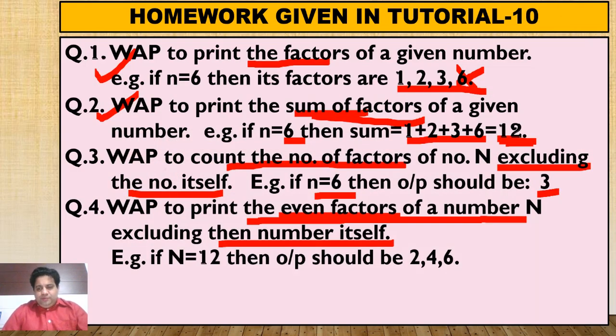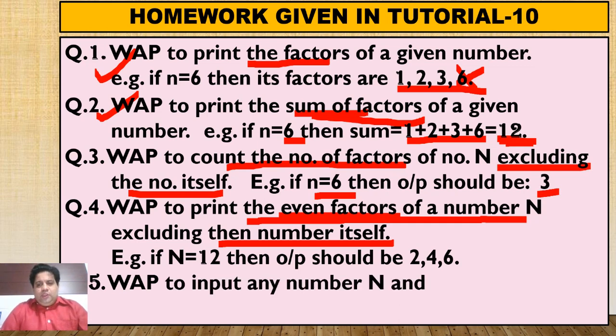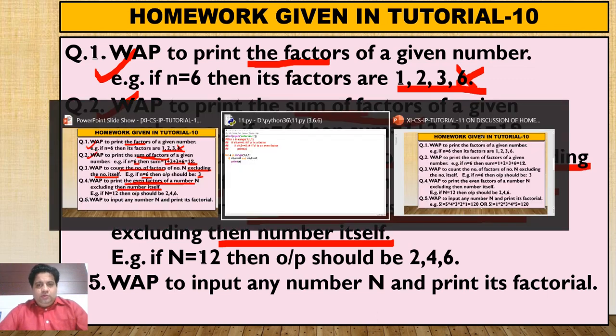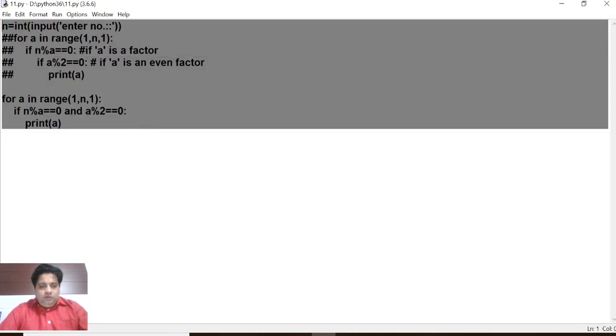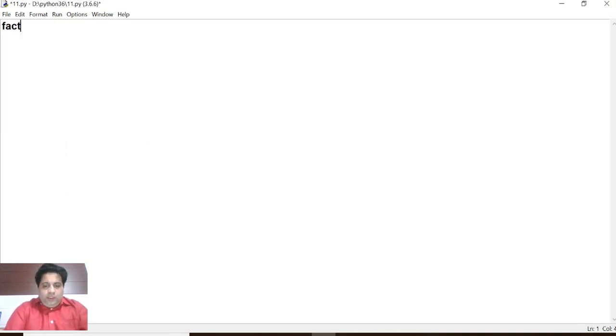And the last program. Write a program to input any number n and print its factorial. Factorial, you all know? Factorial of 5 equal to. So generally we write factorial of 5 as 5 and then an exclamation mark. It means this is factorial.